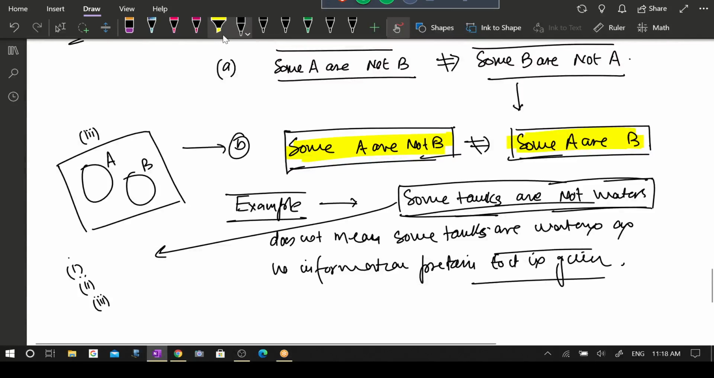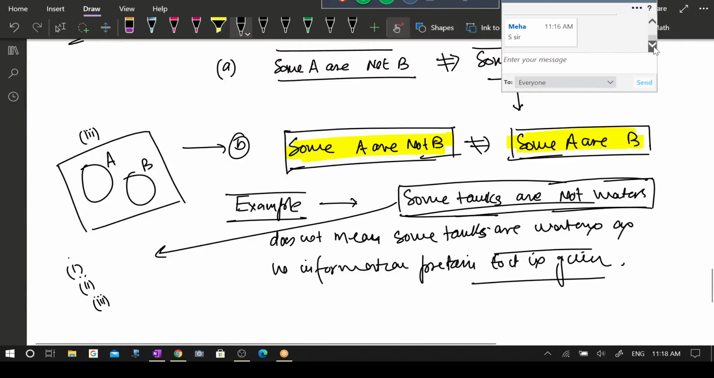Is it clear? Great, Meha, thank you. Miss Vishwas, wonderful. Ayush, great, guys. Great, great, great.